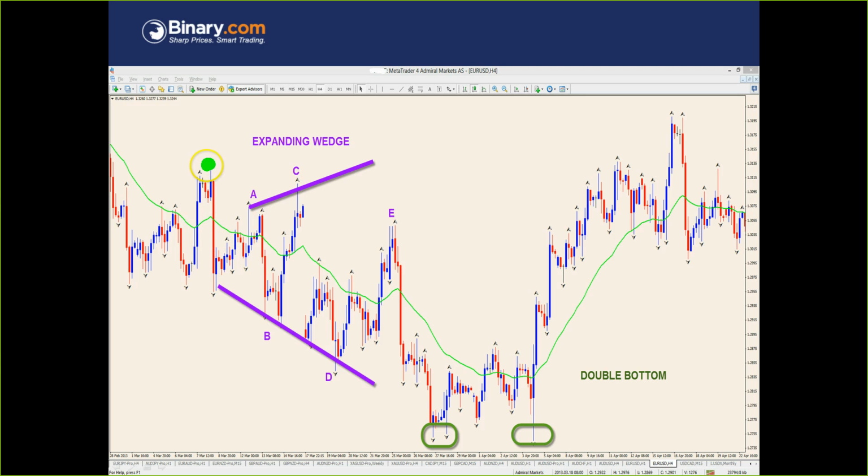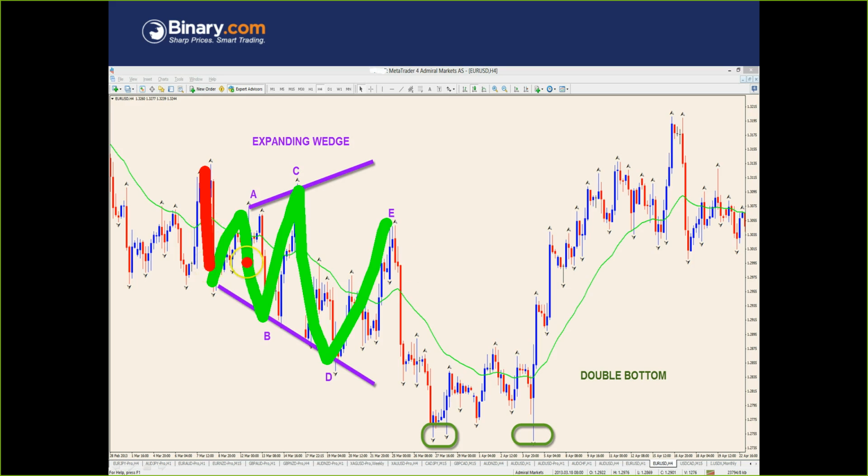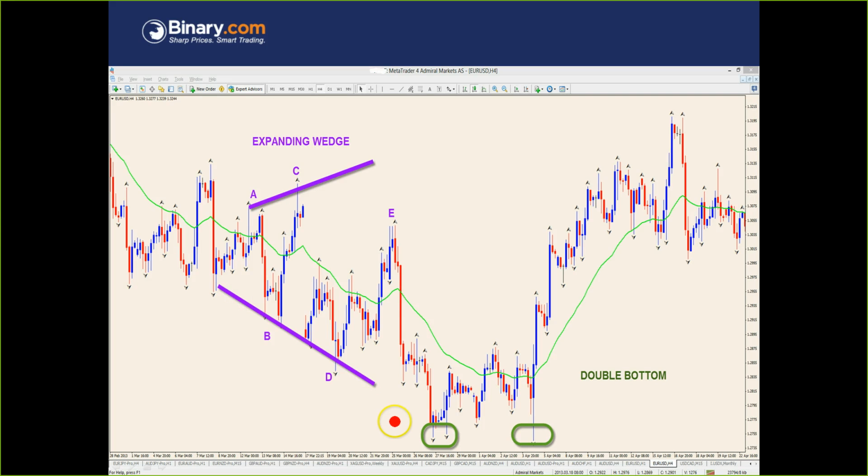This one didn't break the origin. Well, that can happen. A, B, C, D, E, right? And then we follow with this downside. And then we get a double bottom and a reversal. And we get upside after that.